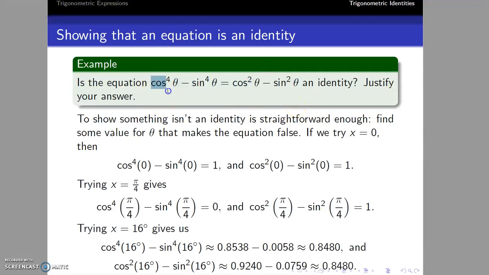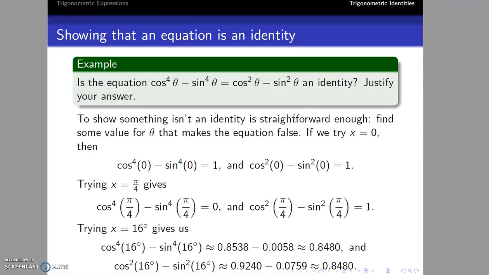I take cosine, that's some number, I raise it to the fourth power. I take some number for sine, raise that to the fourth power. There's no way that difference is always going to be equal to the difference I get from cosine squared and sine squared. So thinking in our minds that this is not an identity, the first step we're going to try is to find an exception.